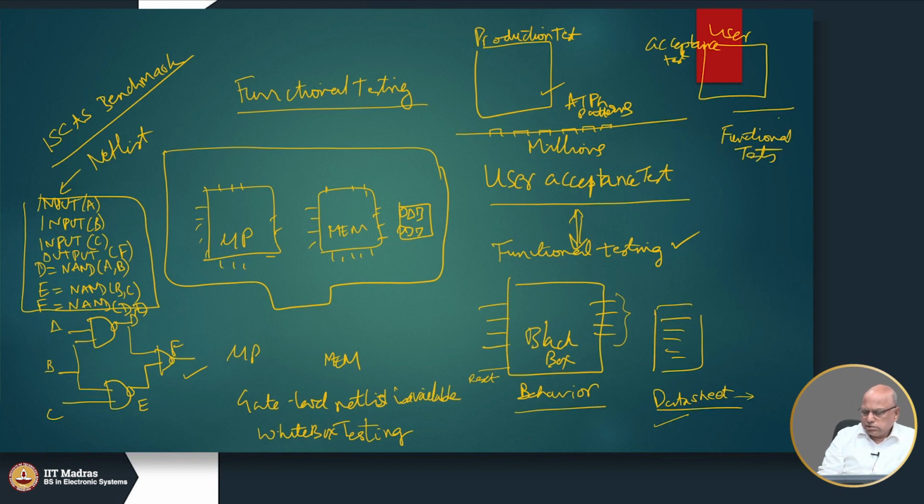I hope this point is clear to everybody, why functional testing cannot be used in production testing. Companies may still use a few functional tests, okay. After applying all the white box tests, right, just to get an additional level of confidence, they may run a few functional tests, okay. The ATPG patterns, they do not care about the functionality, okay.